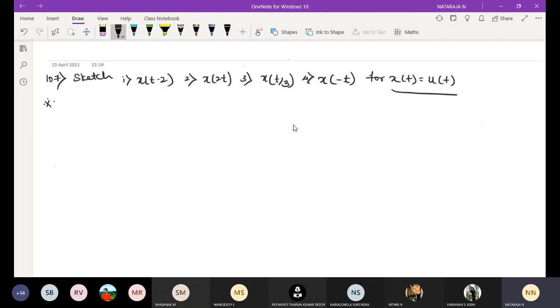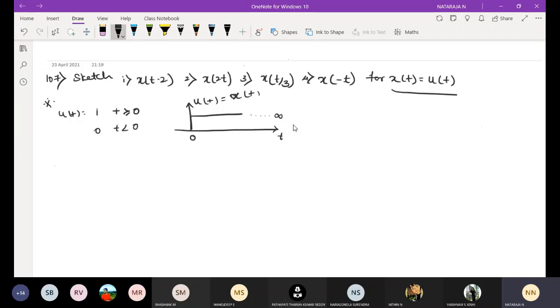We already know u of t. What is u of t? u of t is equal to 1 when t is greater than or equal to 0, and 0 for t less than 0, so our signal will be like this. This is your u of t, the unit step function. This is your t axis. The signal runs from 0 up to infinity, because this is the unit step function. If u of t is equal to x of t, this is my x of t for this problem.